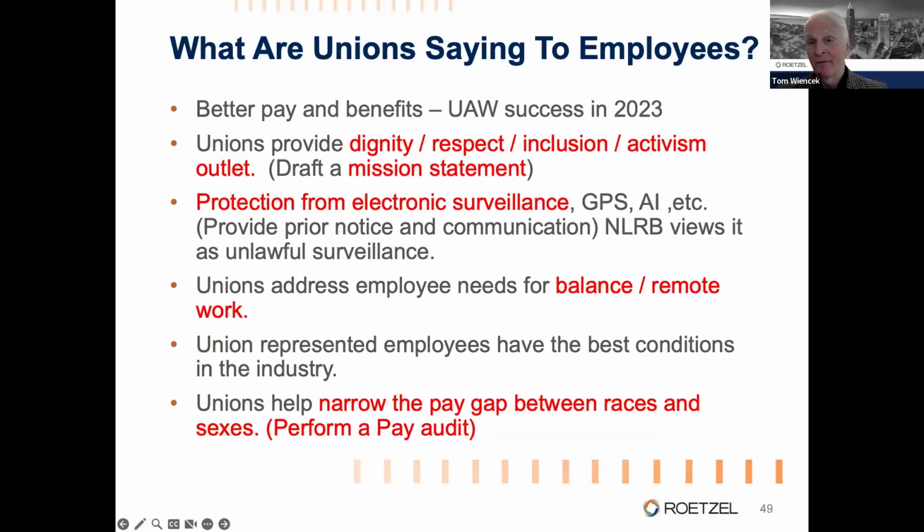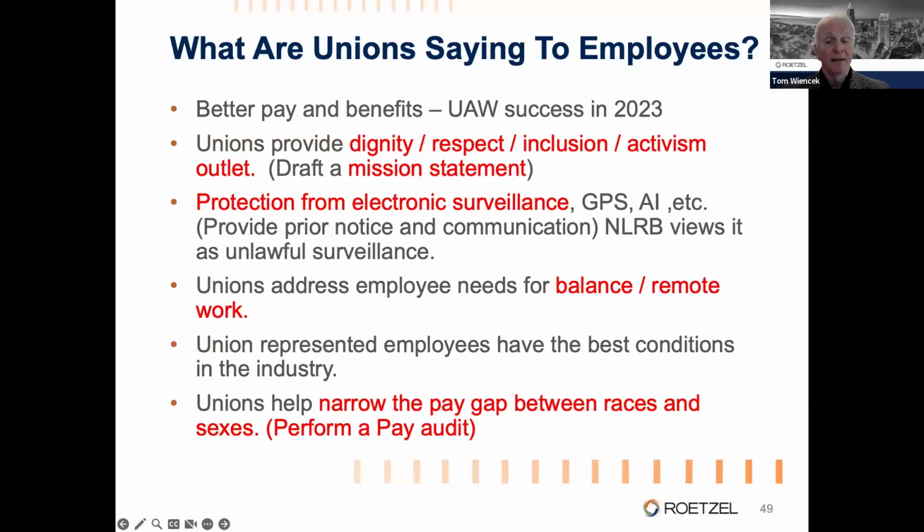Protection from electronic surveillance is also a big issue here with regard to GPS, and now AI is going to be a big issue. The NLRB views it as unlawful surveillance. So I would recommend that, if you don't have a union, you provide prior notice and communication to your employees if you're going to be setting something like that up. And the unions are addressing more needs for balance and remote work.